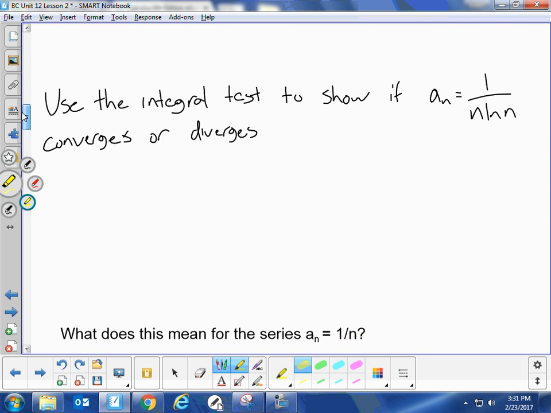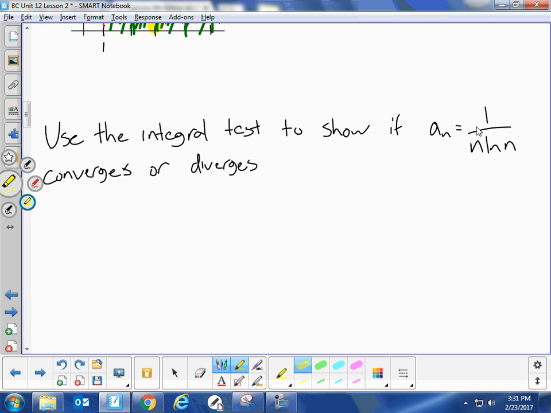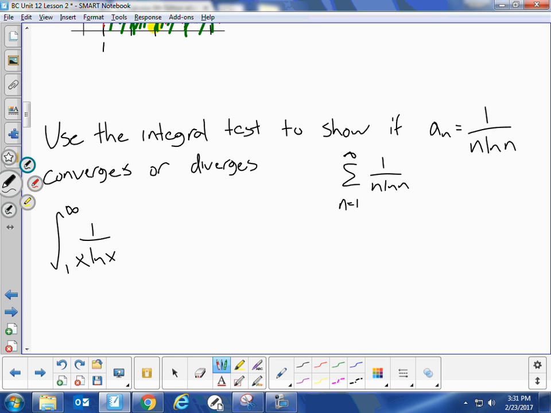What else can we do with the integral test? We can look at certain series, whether they converge or diverge. And the integral test would be the only test that really does a good job of figuring out if this is going to converge or diverge. Okay? The key is this sum will converge if this converges, or it will diverge if this diverges. Which means I have to find the integral, the antiderivative of 1 over x log x.